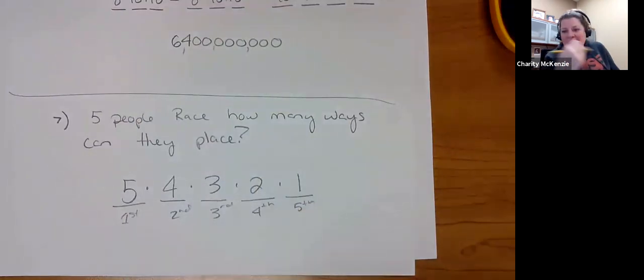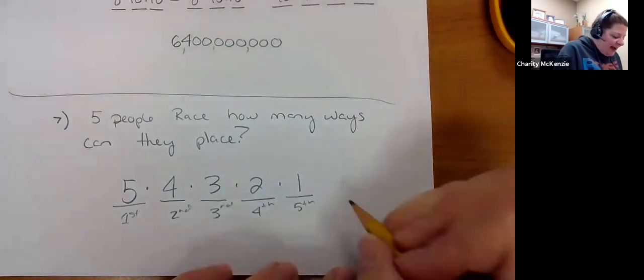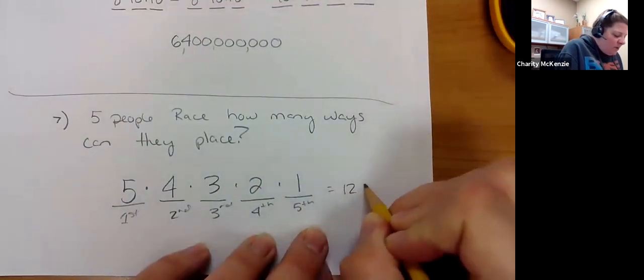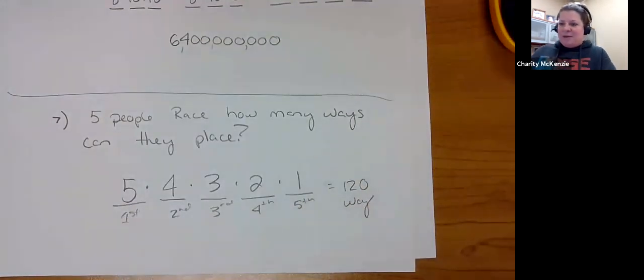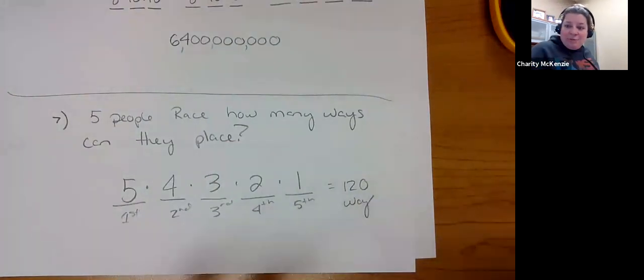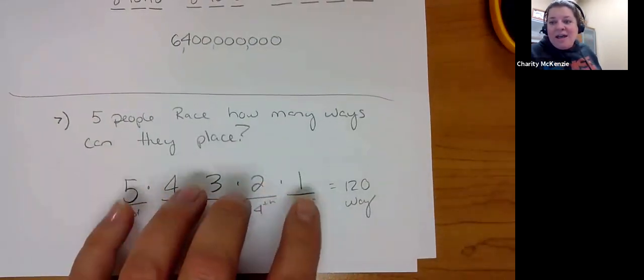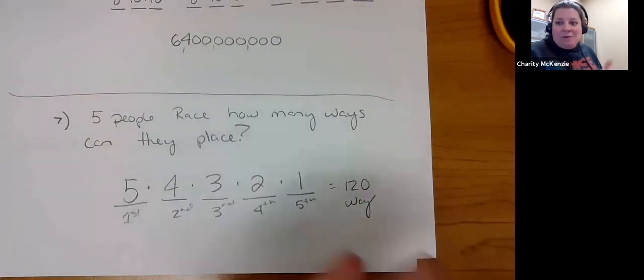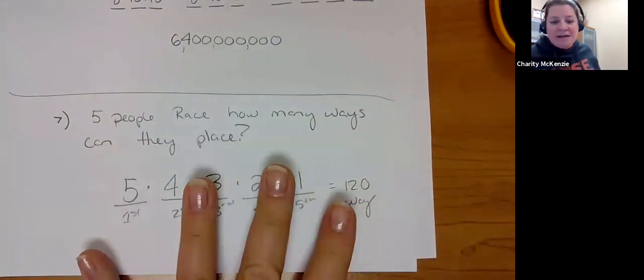So that idea of counting down is important if you need to leave one behind each time. So this would be 120 total ways for them to place at that race for 5 people in 5 places. Now, if we would have had 10 people and 5 places, it would have gone 10, 9, 8, 7, 6. And you would have run out of places, so some people wouldn't place.